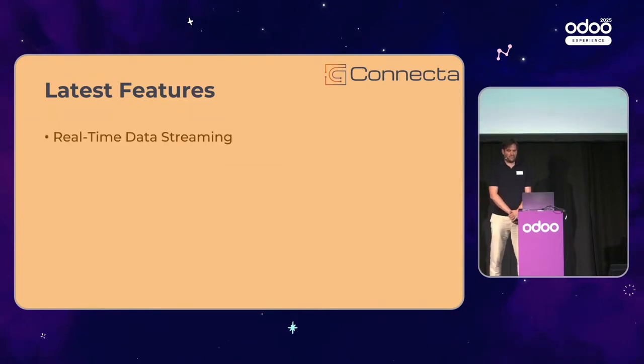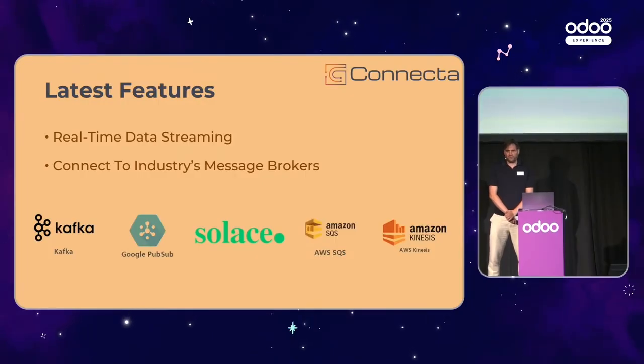We also added real-time data streaming. This is something I personally believe very strongly in, that this will be a much bigger way of communicating in the upcoming years. And at the moment, you can already connect to the industry's message brokers. Kafka is like the really common one that people use. PubSub, Solace. Solace is really the enterprise version of it.